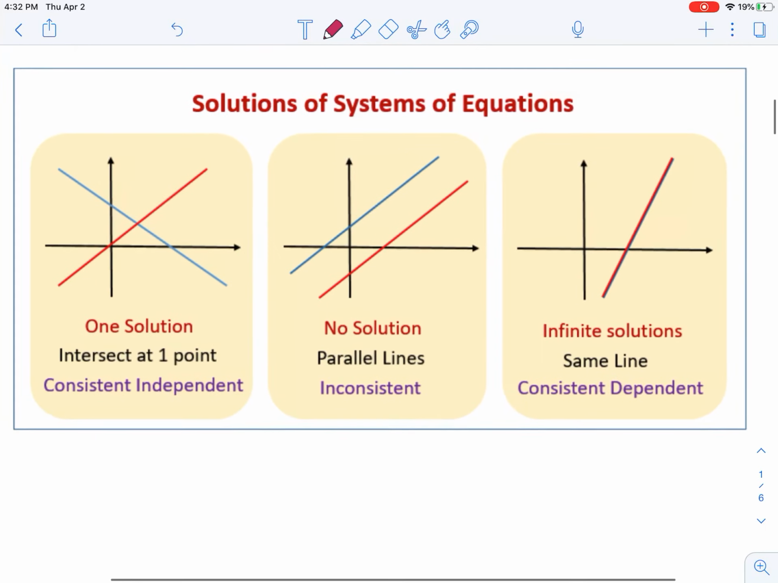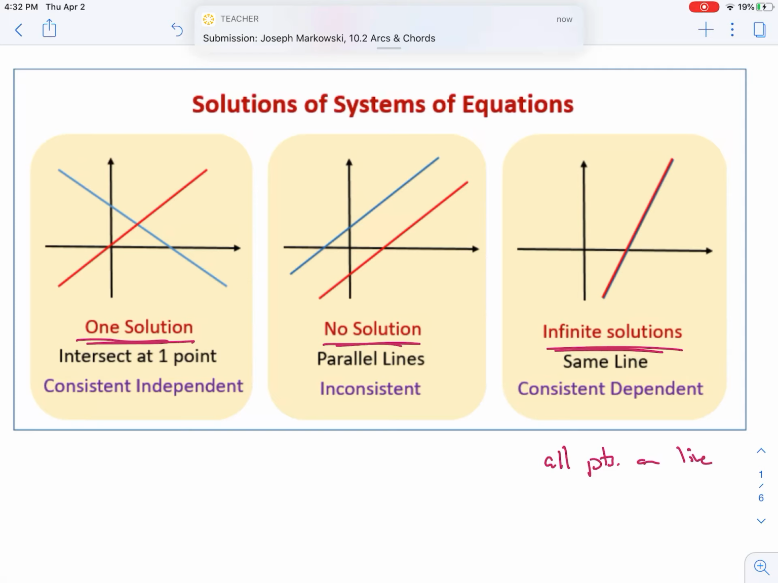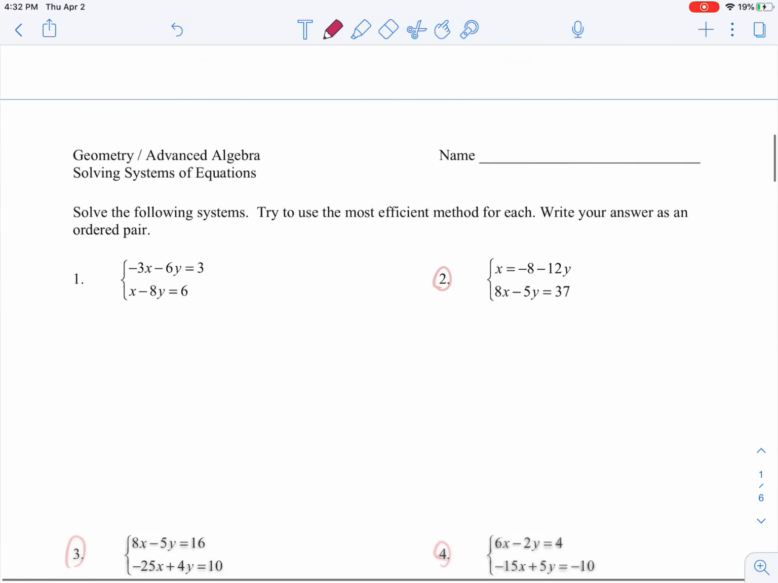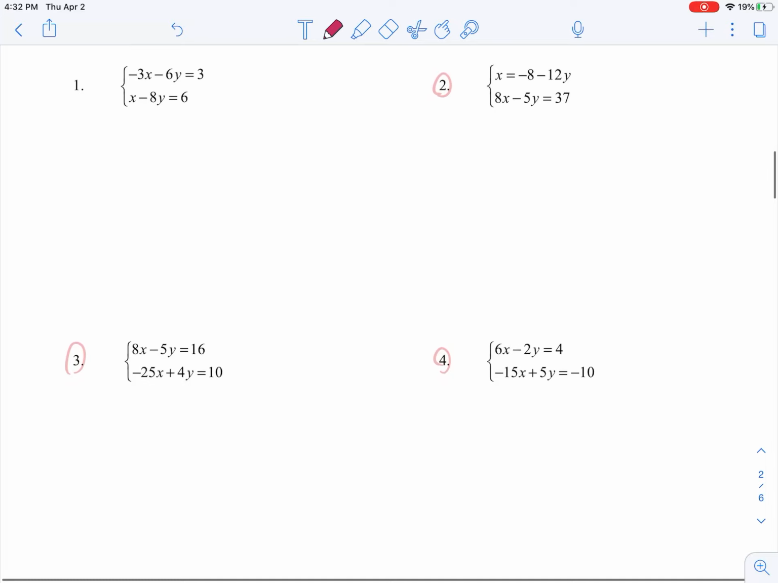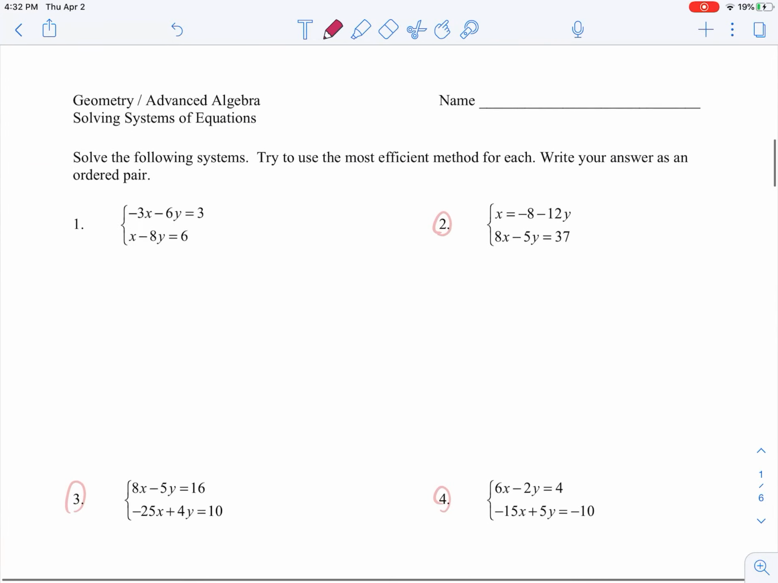Another quick thing is just to reiterate, when they intersect, there's 1 solution. When they're parallel, there's no solution. When it's the same line, it's all the points on the line. I would just discourage you from saying all real numbers, because it's not all real numbers. It's not this number. Okay, let's try a couple. I'm going to try number 2, 3, and 4, and the rest are up to you. Okay, here we go.